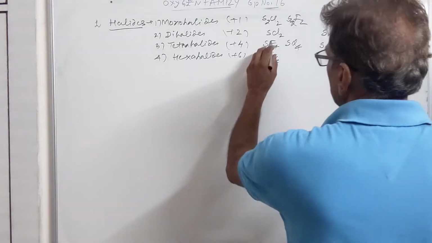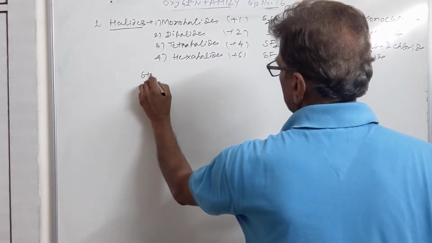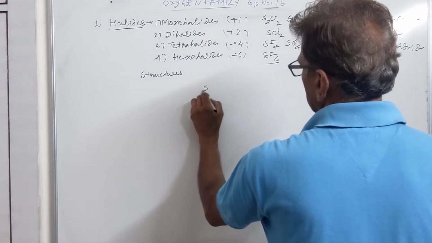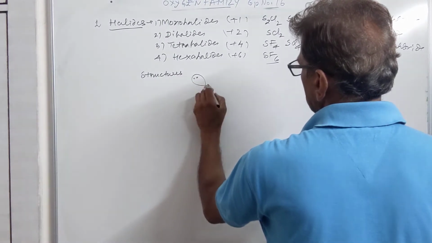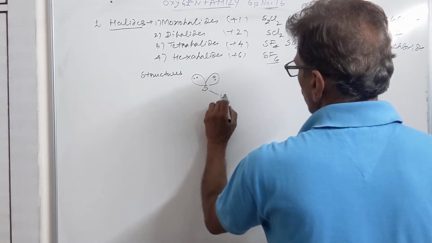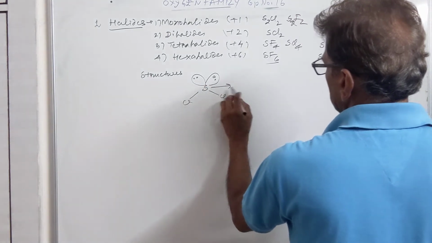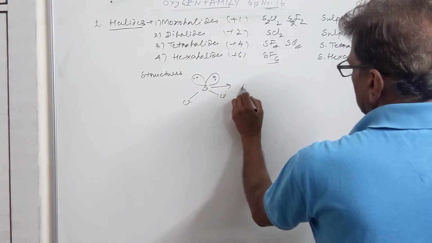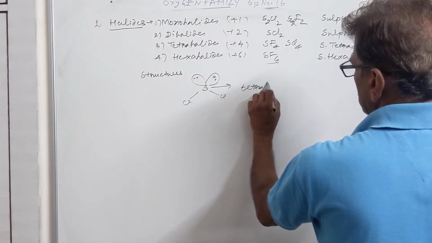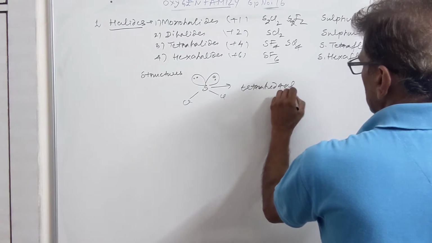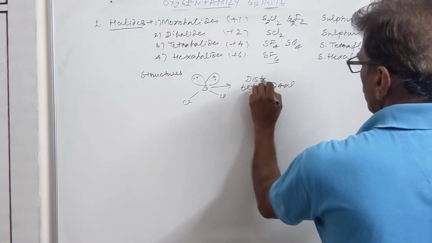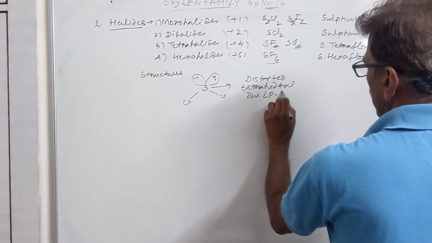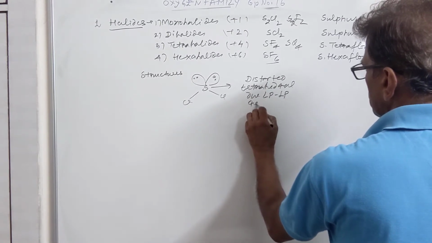So coming to the structure of dihalides, here sulfur is sp3 hybridized just like water. It has 2 lone pairs and 2 chlorine bond pairs. So this is sulfur dichloride. It is tetrahedral in shape, which is distorted due to lone pair repulsions.